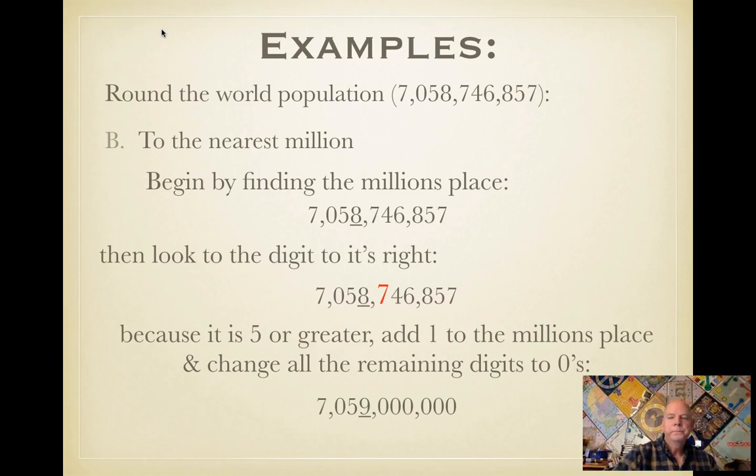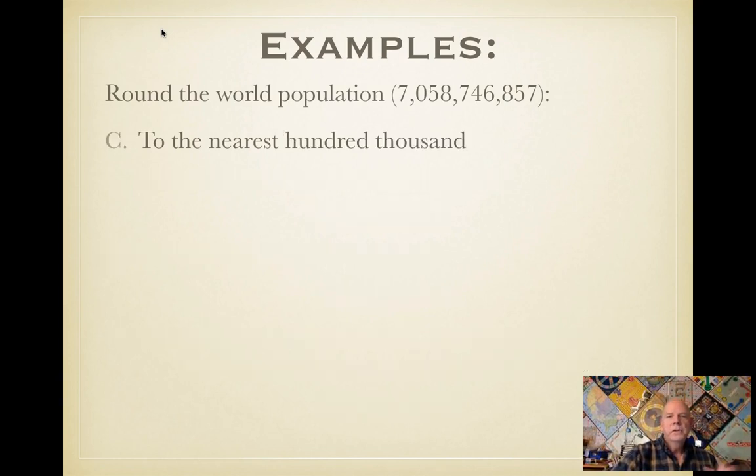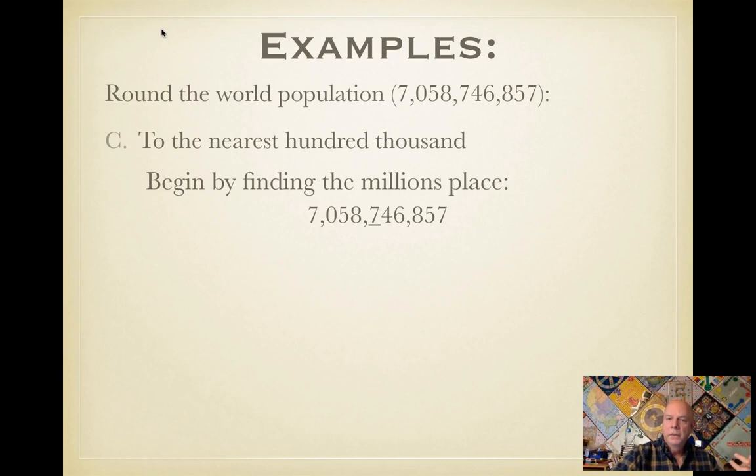All right. One more example with this particular number. Now we're going to round it to the nearest 100,000. Okay. And so again, we need to find the hundred thousands place. The hundred thousands place is that 7 right there that's underlined.